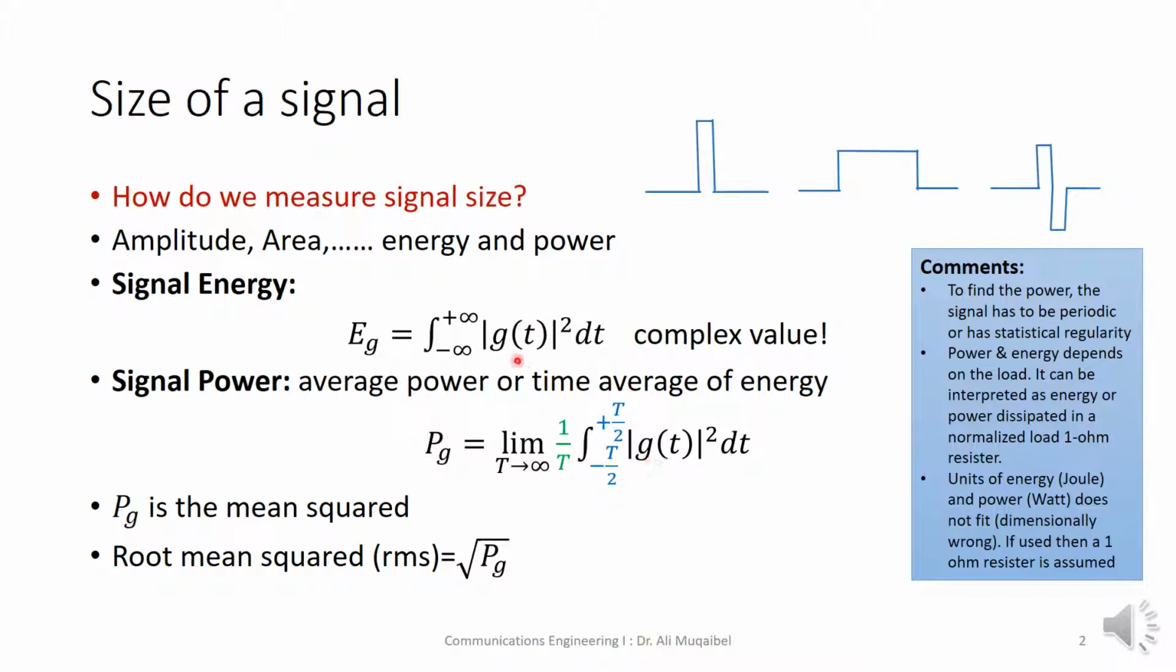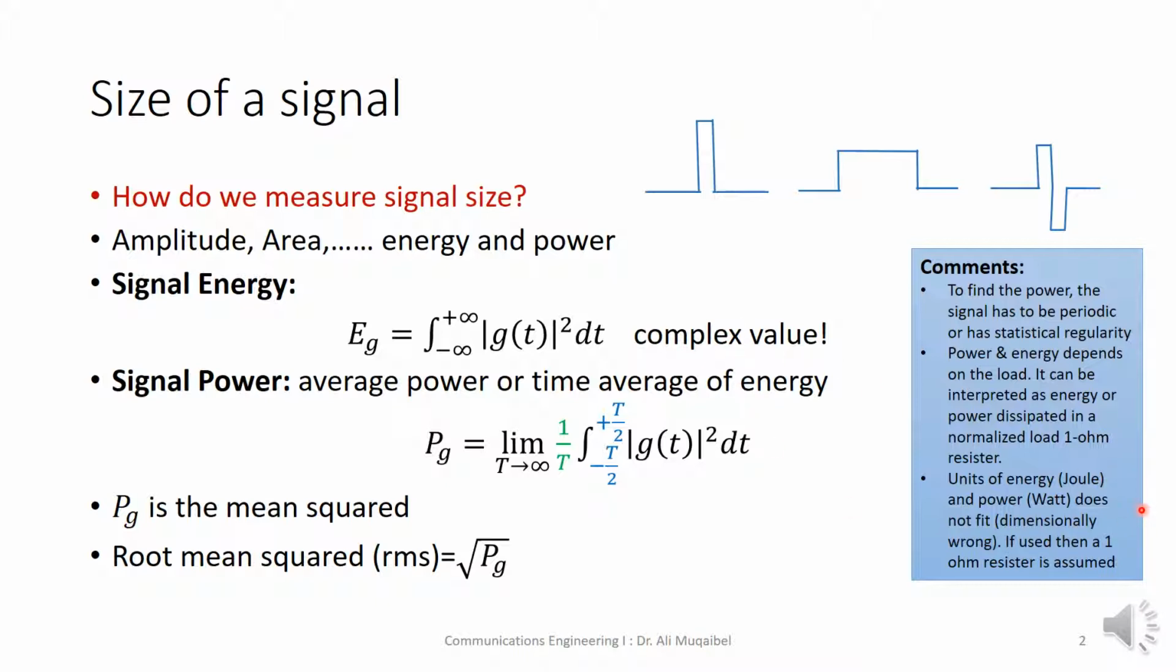Again, very important note, power and energy depend on the load. In real life, if you have a signal, voltage or current, energy and power can only be calculated if you have a certain load. But what we do here is assume that the voltage and current are applied to 1 ohm resistance. If you take the signal across 1 ohm resistance, then you get this much power and this much energy. However, if you change the load, then you don't get the same power from the same signal.